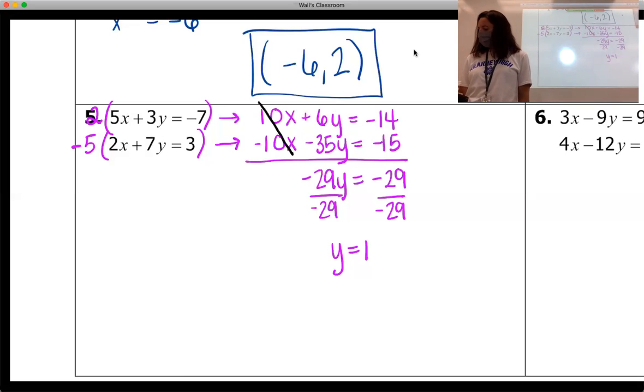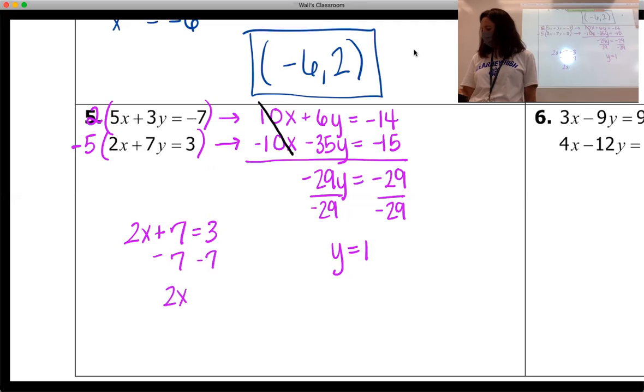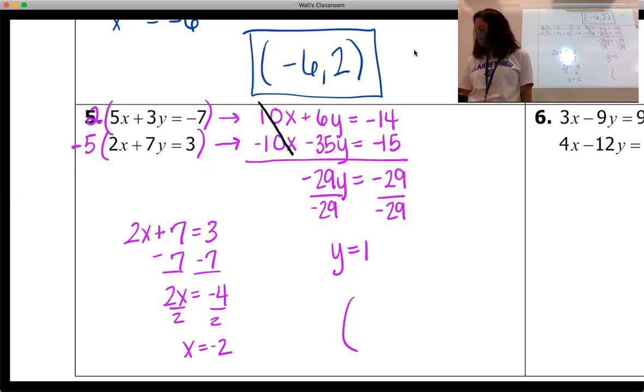So now we're going to plug that y equals 1 into either equation. Just because it's right there, I'm going to do the bottom equation. So we go 2x plus 7 times 1 is 7 equals 3, minus 7 gives us 2x equals -4. And then divide by 2, and x is -2. So our solution is -2, 1.